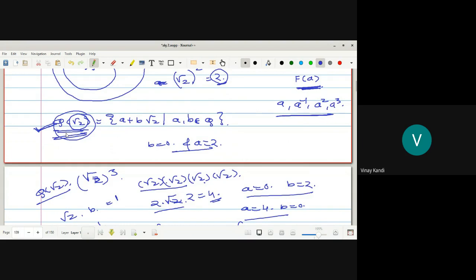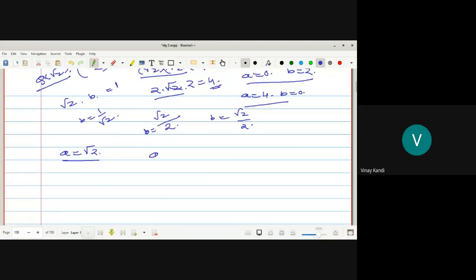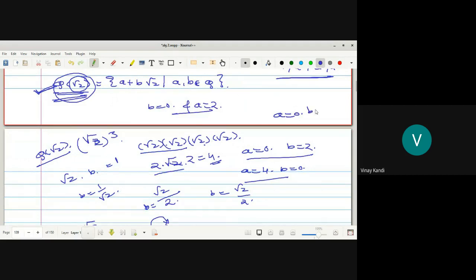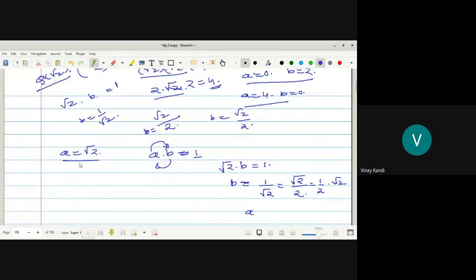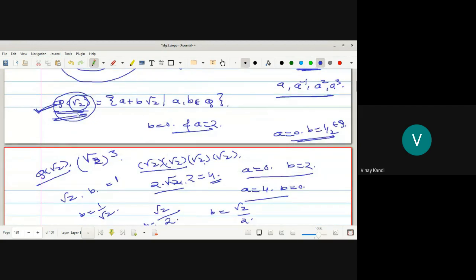Okay, now how do we find the inverse? a into b is equal to 1, if that is the identity element, then we can say that b is the inverse of a and a is the inverse of b. Put a is equal to root 2, b as it is 1. What is the value of b? 1 upon root 2, which is equal to, multiplying by root 2 upon 2 in numerator and denominator, 1 upon 2 into root 2. Now put in that set a is equal to 0 and b is equal to 1 by 2. Are these two elements in Q? Yes. That means the inverse of a is also present in that set. Okay, any doubt?